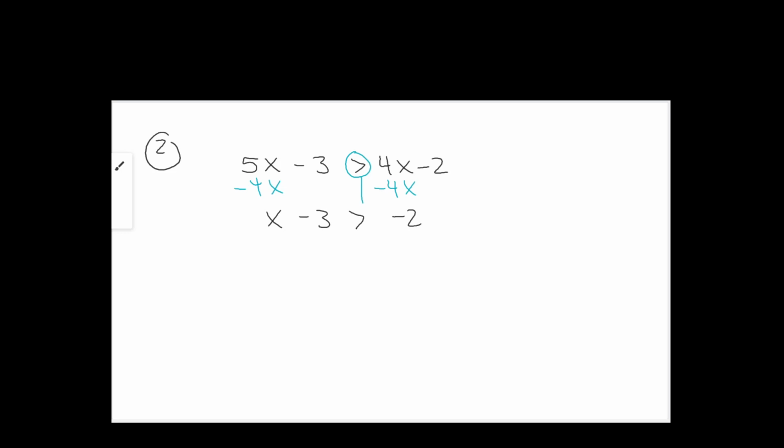Now, after that, we've got to get that x by itself, so we're going to use the addition property. We're going to add 3 to the other side. What we do to one side, we do to the other. And now we're left with x by itself is greater than 1. And there is our solution. You can go ahead and graph it.